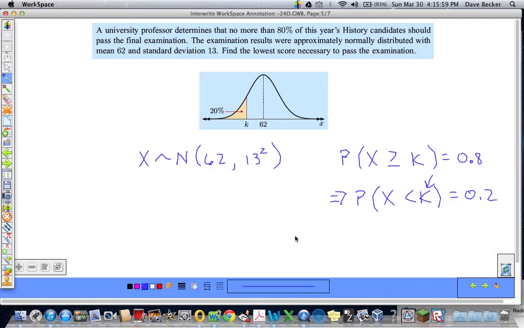Okay, so k is approximately equal to 51.1. But we know that scores don't work that way, so if we want the 80%, we can't go down to 51 because it has to be above 51. So the lowest passing grade would be a 52%.